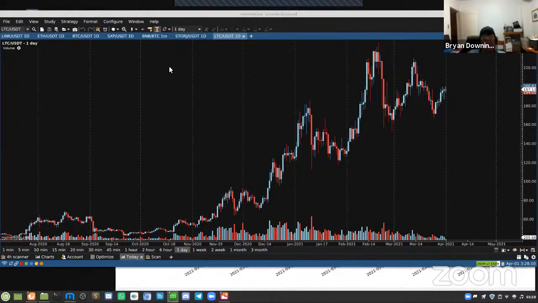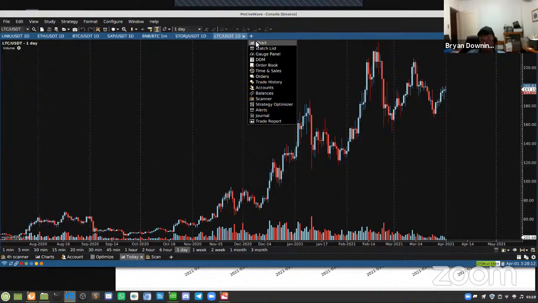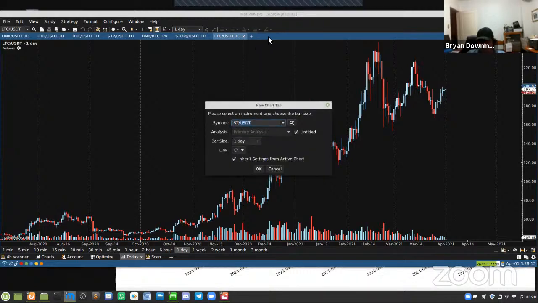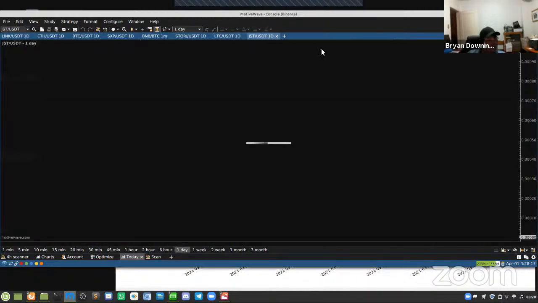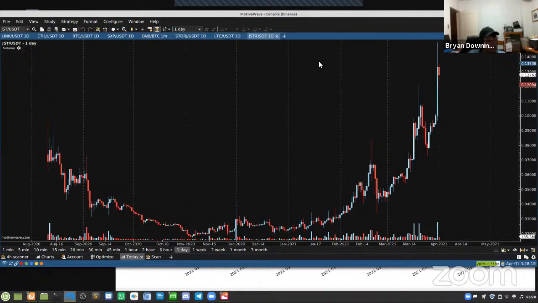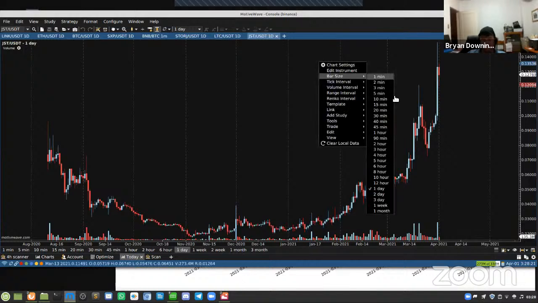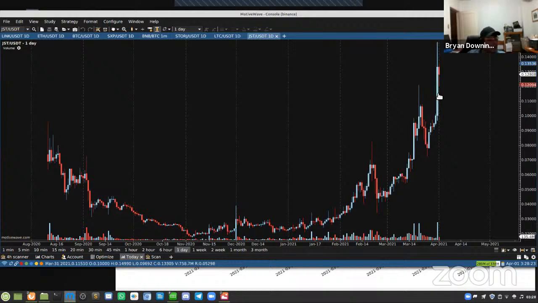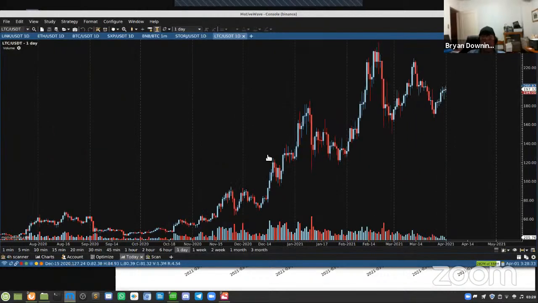Next one, JST USDT. That one, 9 positions, 66% win ratio. Yeah, yesterday was really good. You could see that big bar there. Big mover. Another one I remember, I think was WRX. That one had 3 positions, 66% win ratio.